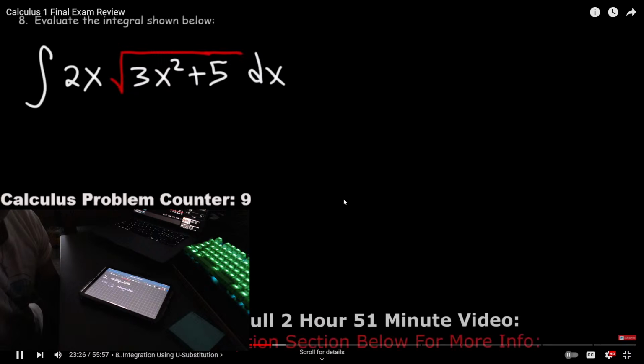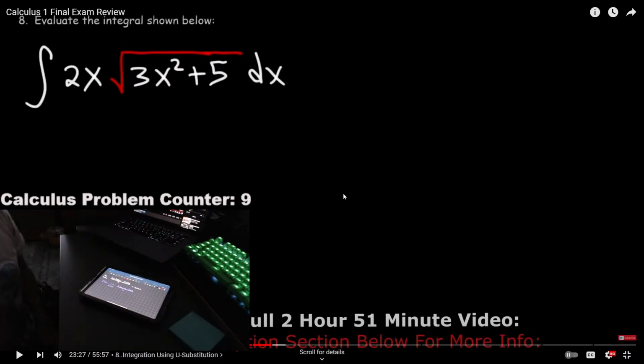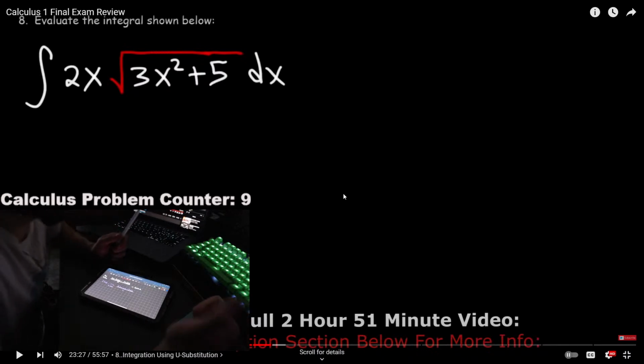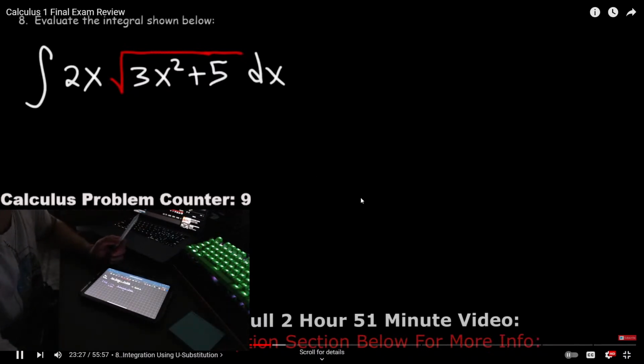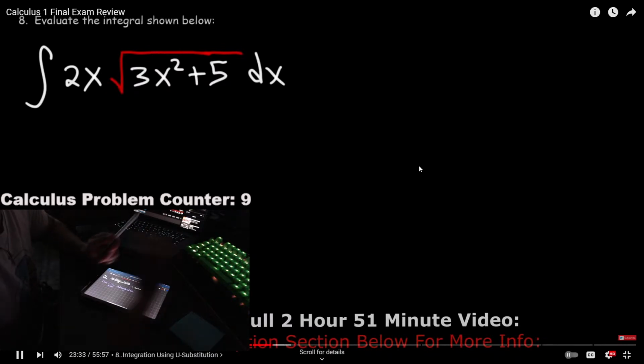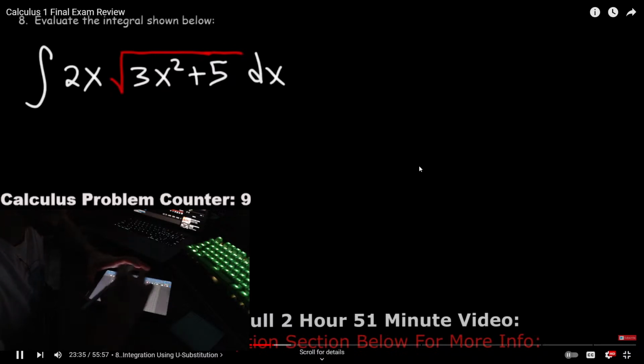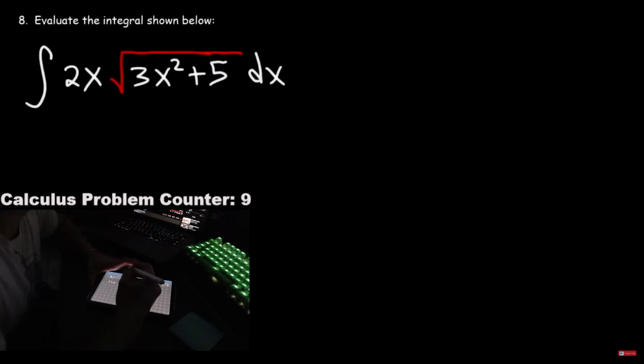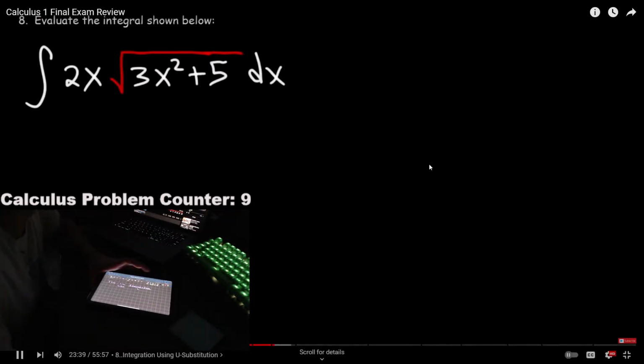Now let's work on number 8. Evaluate the integral shown below. So how can we do this? We can't use the power rule for this example, but we could use something known as U substitution.